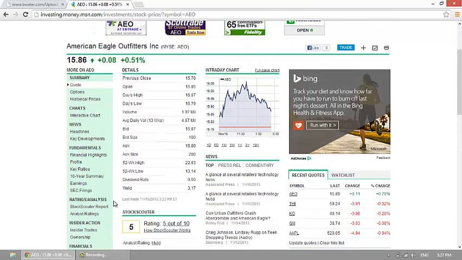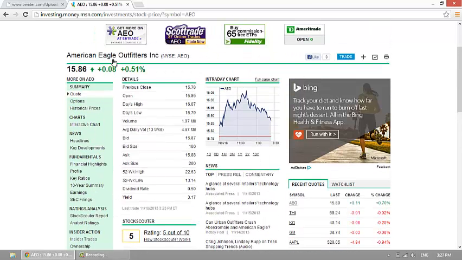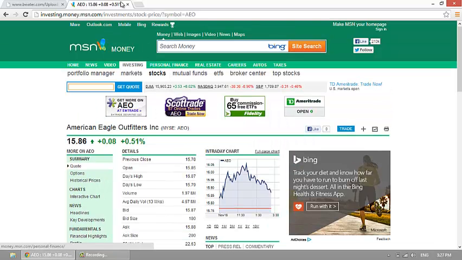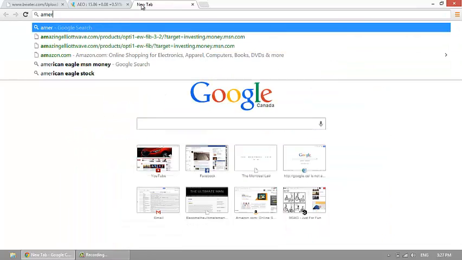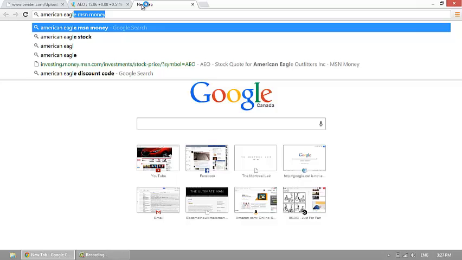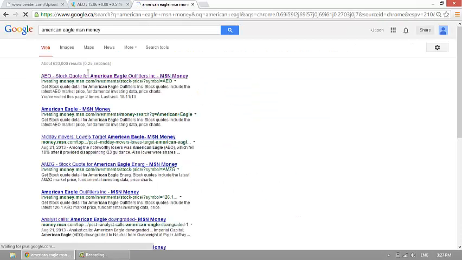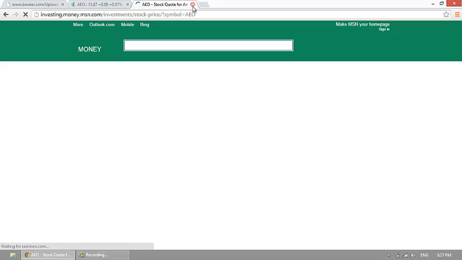As you can see here, American Eagle Outfitters, it gives you the stock symbol. You can search it on Google. You can just go, American Eagle MSN Money. Just search it, then you click on it. And if my internet's fast, it'll bring you here.